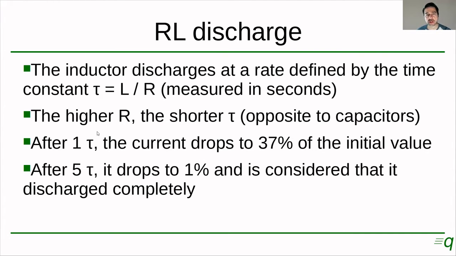So after 1 time constant, the current drops to 37% of the initial value. And after 5 time constants, it will drop to 1%, and we will consider that it discharged completely and it reached its final value already, okay?